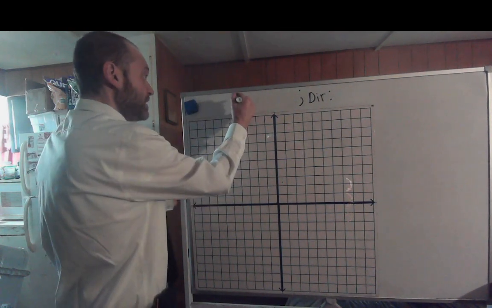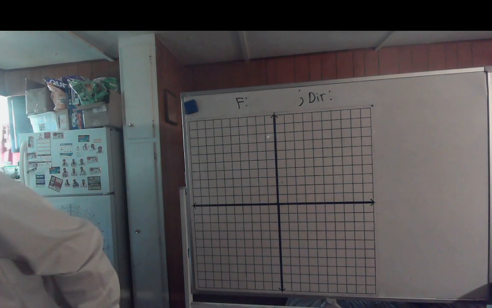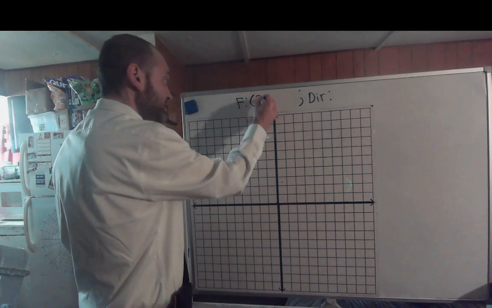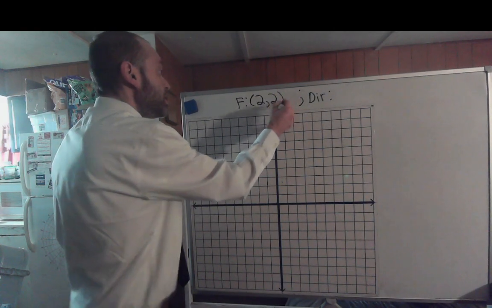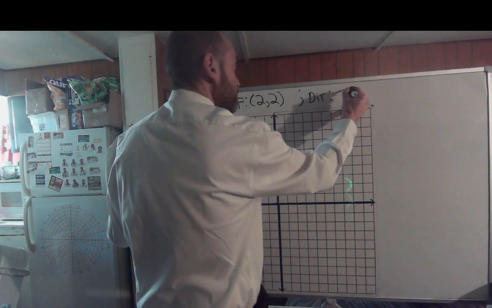So the focus of this parabola is going to be at (2, 2). The focus is at (2, 2). The directrix is at x equals -2.